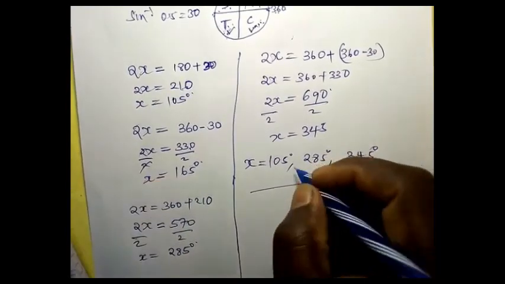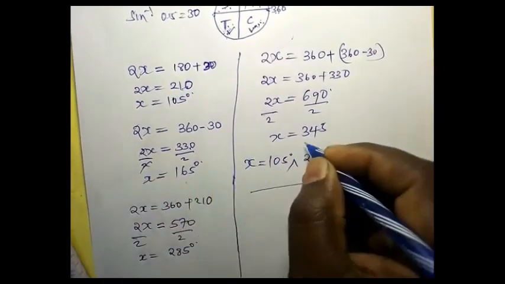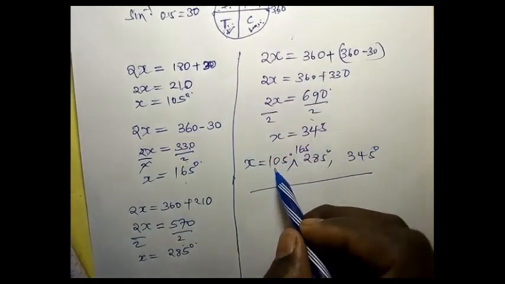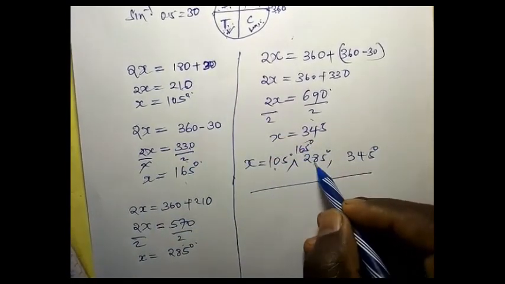Sorry, I've made an error here. I just skipped 165. So they were 1, 2, 3, 4. So 105, 165 degrees, 285, and 345.